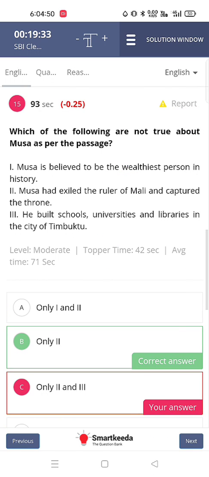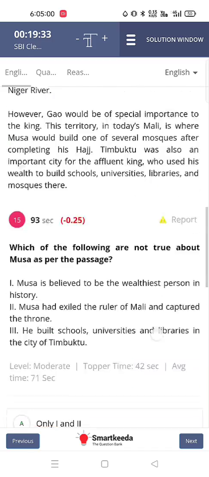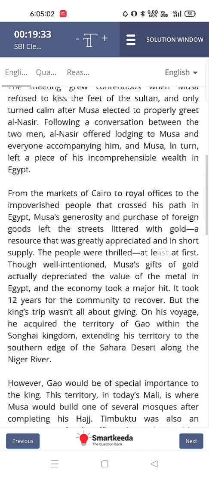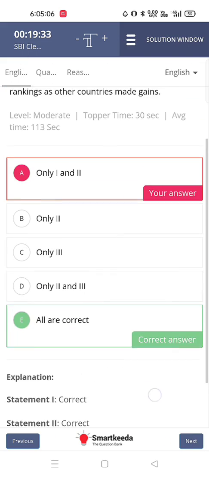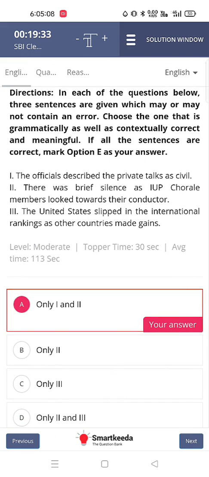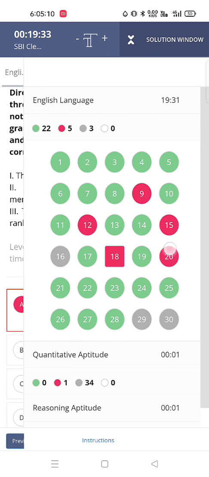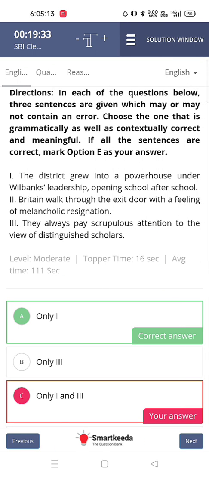Then 15. Question 15 also we have marked wrong. I have marked wrong, sorry. Okay, not true. It means it is written that he built, but I missed that line due to less time. But you guys, please do not make this mistake when you are doing this by yourself, as you will have an ample amount of time.